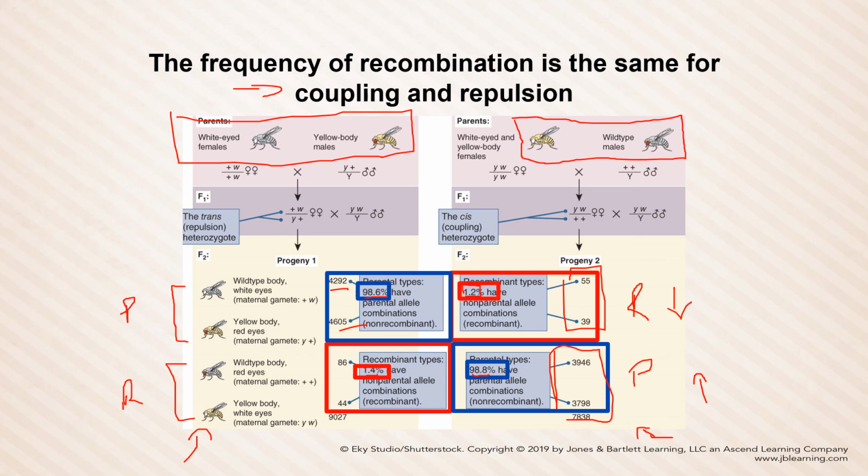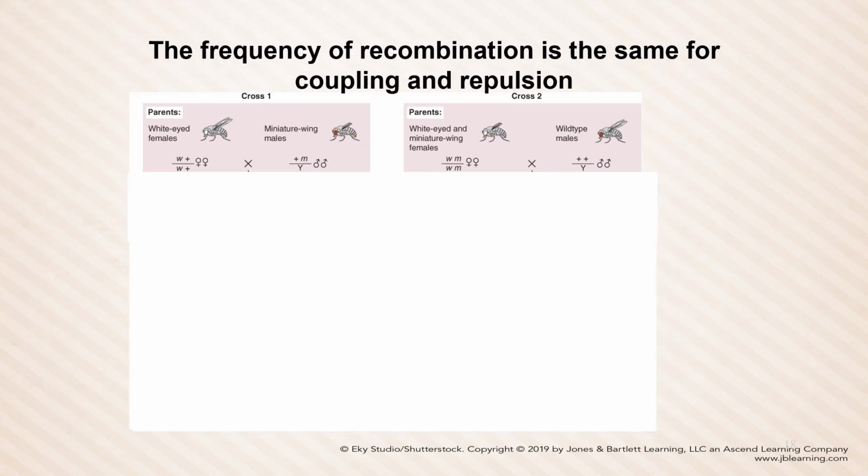Now let's try to do another example, and again you have to add the F1 and the F2 for both the cis coupling and the trans repulsion. Okay. So here, remember, we have ones that have only a single mutant. Here you have one that is also a single mutant, here you have a double mutant, and here you have the wild type. So please try to tell me which one is the F1.